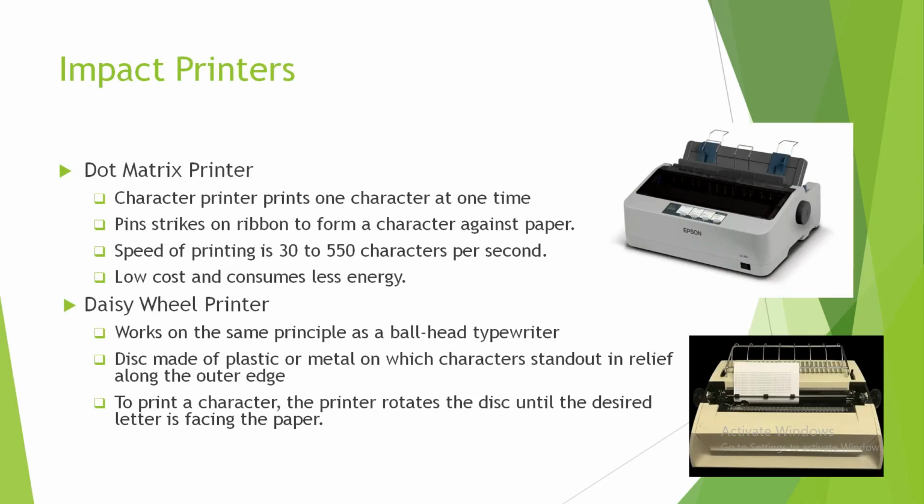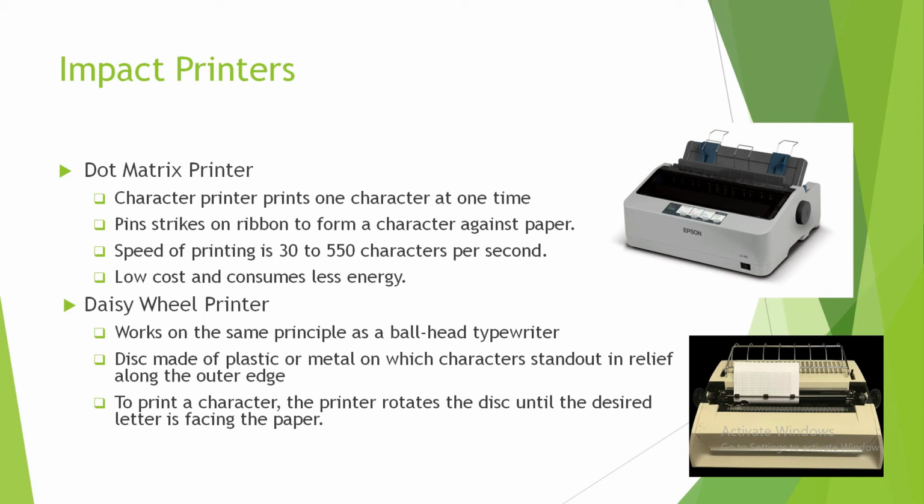Firstly, we will discuss impact printers. The first one is DMP or dot matrix printer. This printer prints one character at one time. The speed of this printer is 30 to 550 characters per second. The cost of this printer is low and it consumes less energy.